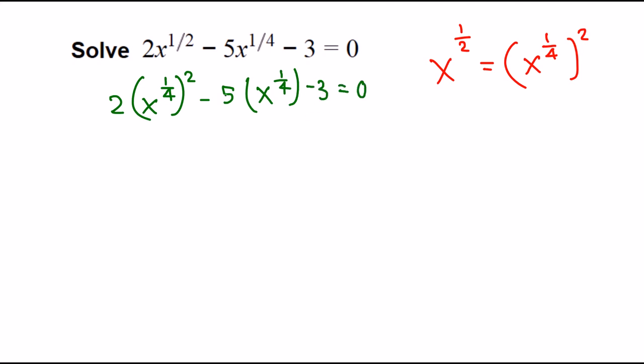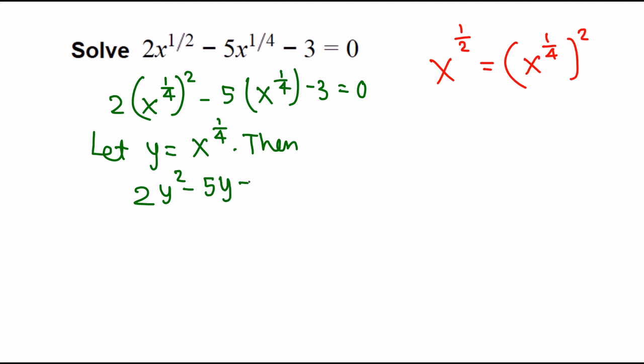How does this help? Now we can assume x raised to 1/4, because we have the same thing in two places, as a new variable. Let y be x raised to 1/4. Then this equation now becomes 2y squared minus 5y minus 3 equals 0, which is a quadratic equation, and we know how to solve this, right? We try to factor. If it factors, good. If it does not, we need to go for the quadratic formula.